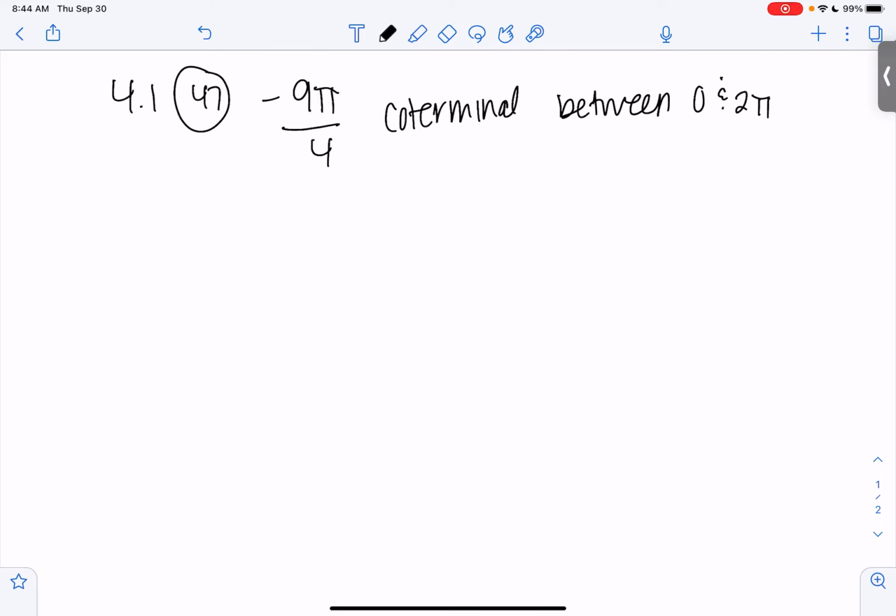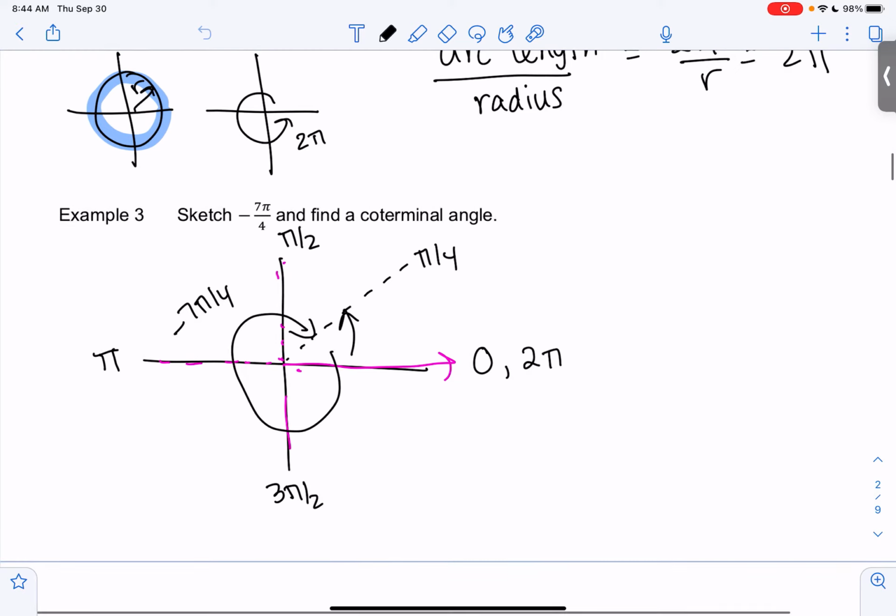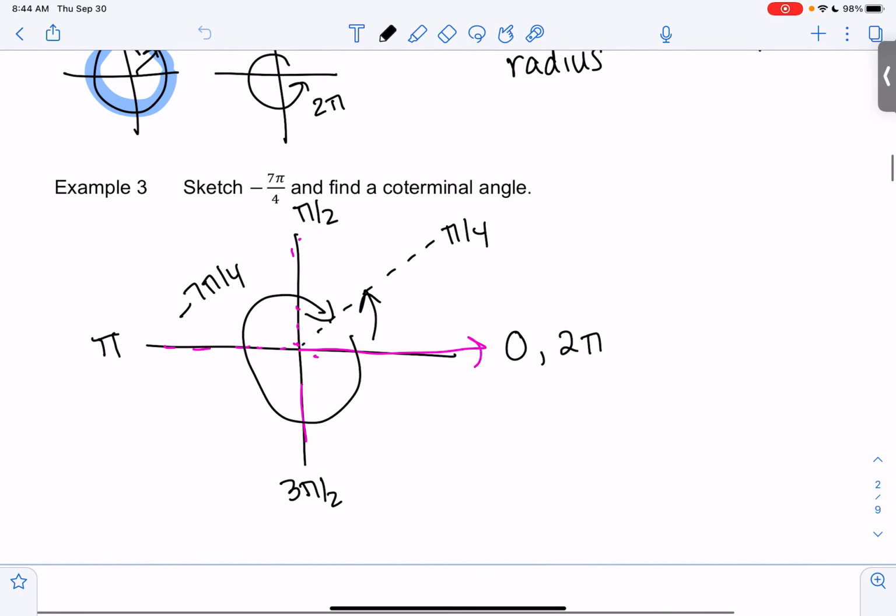So you have section 4:1, 47. We want to find the coterminal angle for negative 9 pi over 4. So there's kind of two options. In the notes, when we did negative in example 3 in 4:1, there's the visual method and then there's the more mathy method.